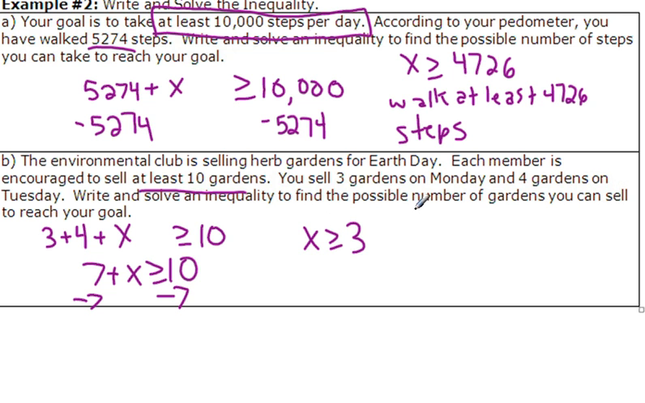So what I'm saying is you need to sell at least 3 more gardens to reach your goal. Now, that is solving inequalities using addition or subtraction. Again, it is just like solving equations.